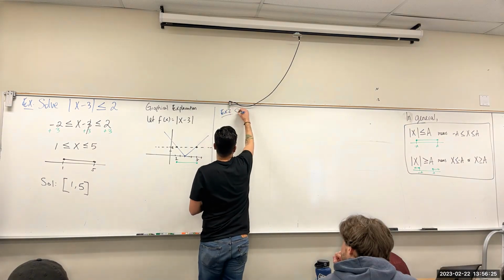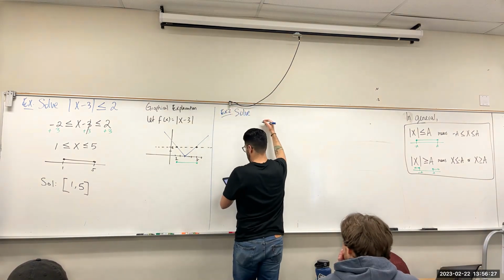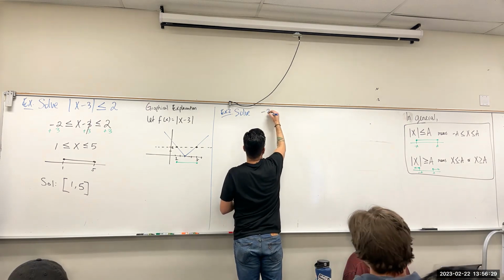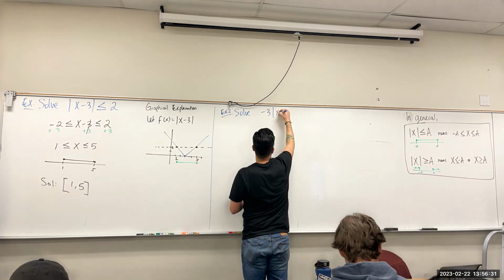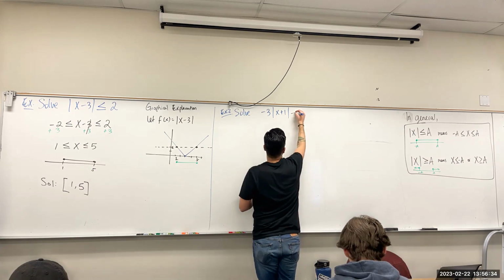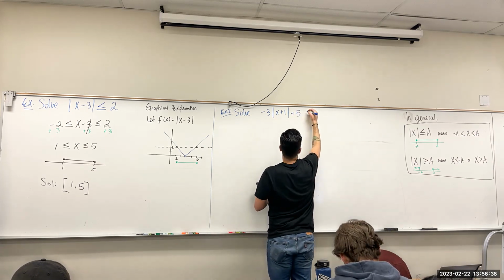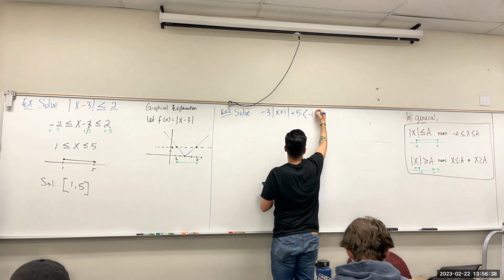Two. Let's say we need to solve. I'm gonna make it hella nasty now. -3 absolute value of x plus 1, plus 5, is less than -10.